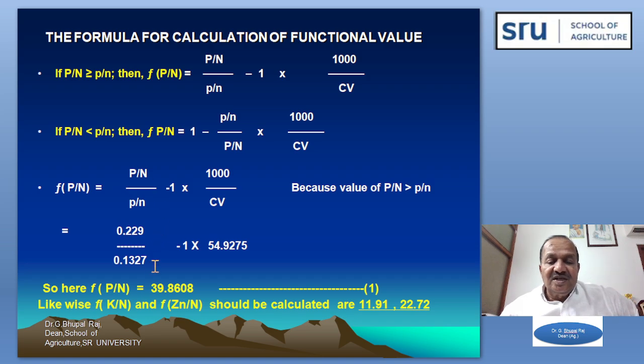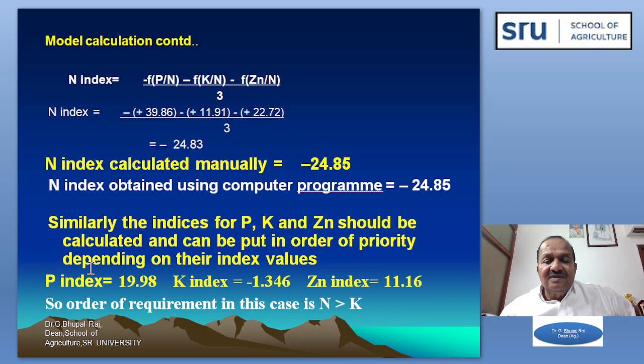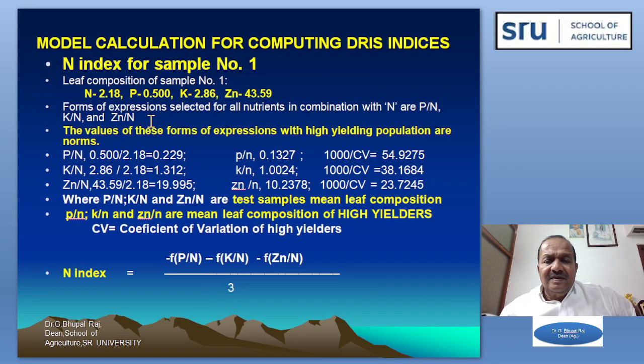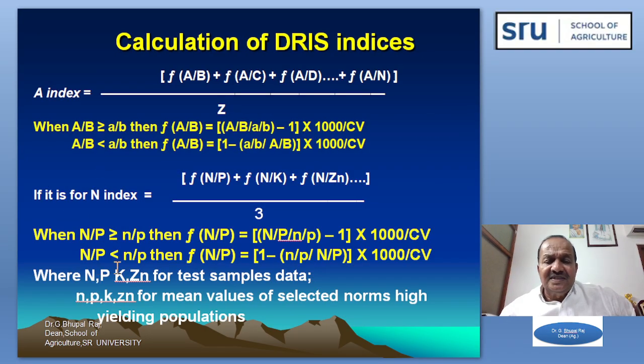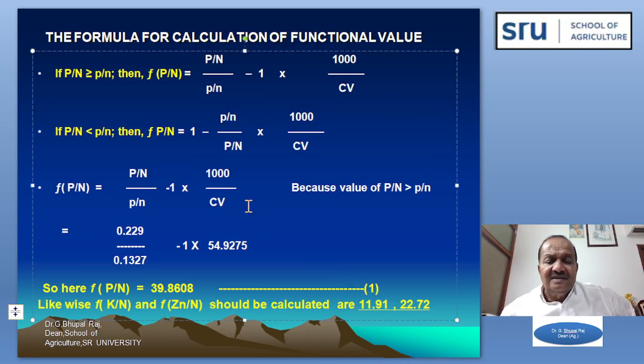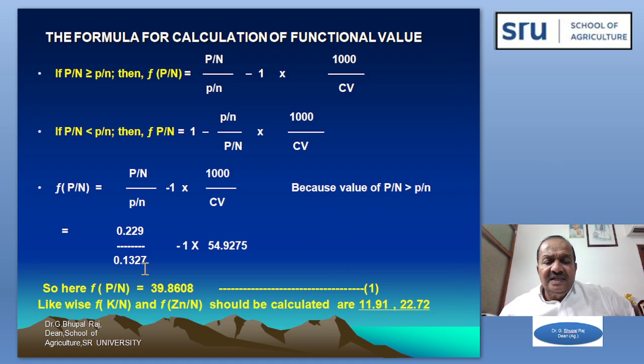Because the value of the test sample is less than the reference norm value, we substituted all the values and got 39.8608 as the functional value of P by N. Like that we have to calculate the functional values of all these, N by P and so on. Here the function of P by N we got 39.86.